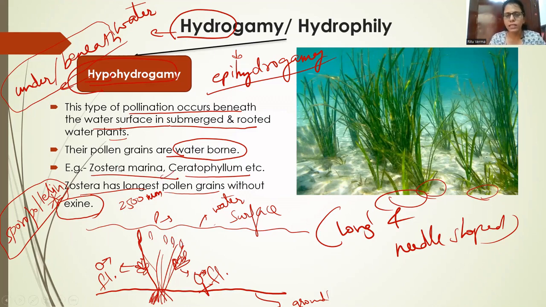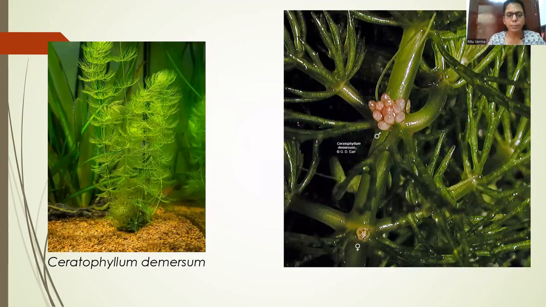Now let's see the process of pollination in Ceratophyllum. This is a typical Ceratophyllum plant. The complete name is Ceratophyllum demersum. This plant is also used in the artificial ecosystem of an aquarium. Here you can see this is the male flower, and it also has anthers, and this one is the female flower.